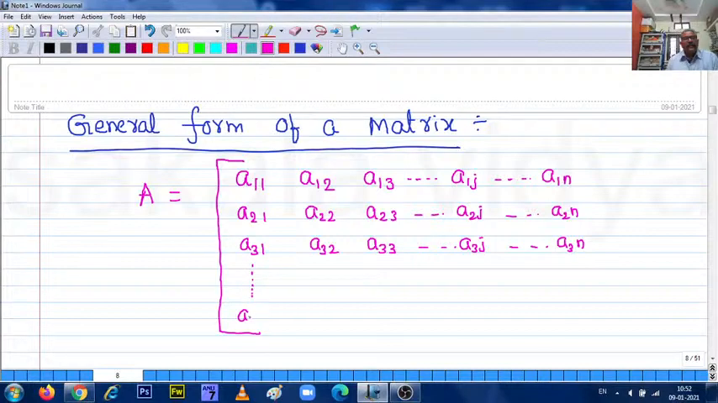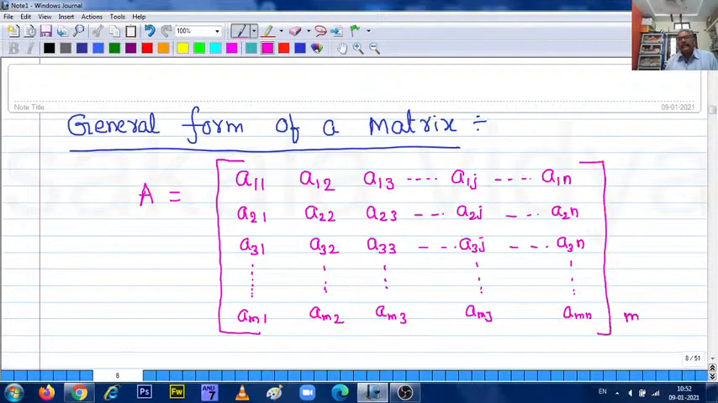You write down AM1, that means M rows. This is AM2 and so on, AM3, AMJ and so on. This we can write AMN because there are MN elements. This is M by N. So this is actually a column. This is the first column. So first column, first row, row 1. This is row 2.